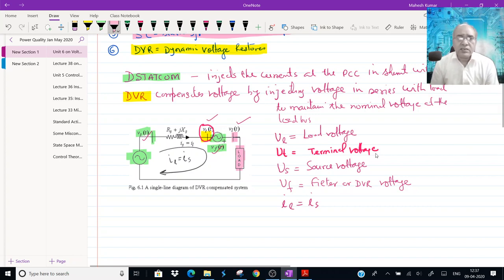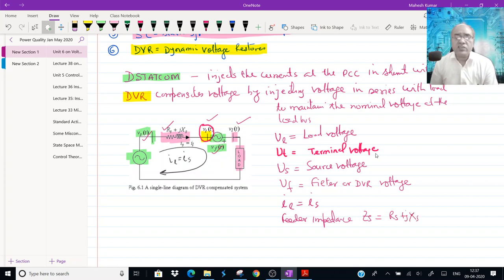And what is this? This is the feeder impedance. The feeder impedance has a resistance, so you can call it feeder or distribution network or transmission network if you wanted to say. So feeder impedance is denoted by ZS, which is sum of RS and XS. If the frequency is fundamental, it is XS, otherwise N into XS.